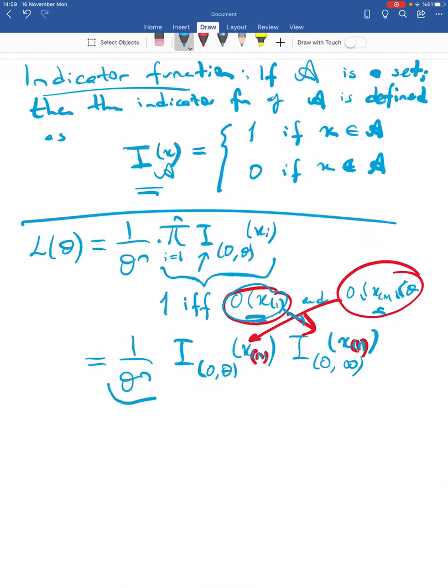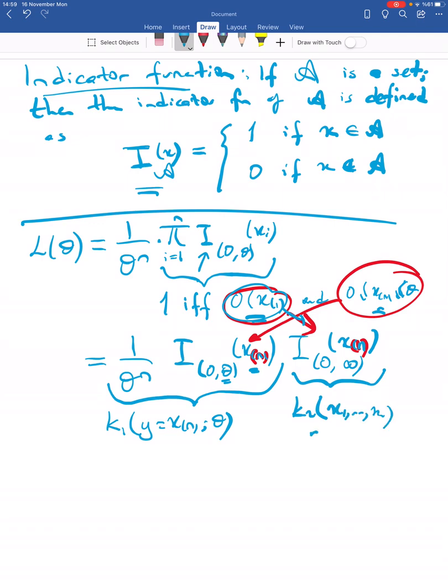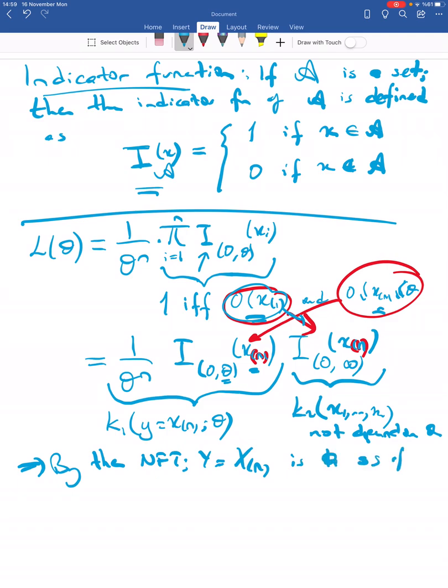One here, which is a function of theta and a statistic, and theta and xn cannot be separated. So this is our k1 function. Y is the nth order statistic and our unknown parameter. So this part does not depend on theta or the statistic xn. So this is our k2 function. It does not depend on theta. So by the Neyman factorization theorem, y equals the nth order statistic is a sufficient statistic for theta. Okay?